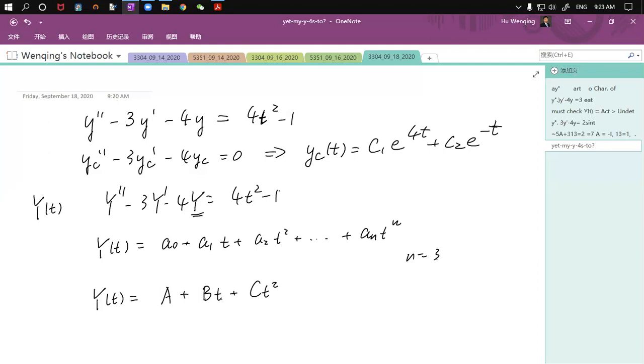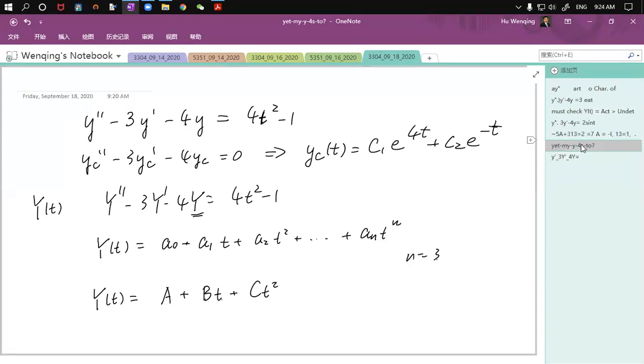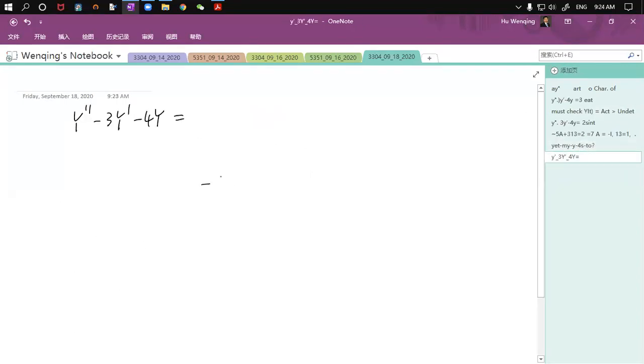Okay, so that's the polynomials. Let's look at this polynomial. We're going to compute y double prime minus 3 times y prime minus 4 times y. What is that equal to? Well, minus 4 times y is minus 4 times a plus bt plus ct squared. Then it's minus 3 times the derivative, which is b plus 2ct. And then you take the second derivative, which is 2c. Is that good?